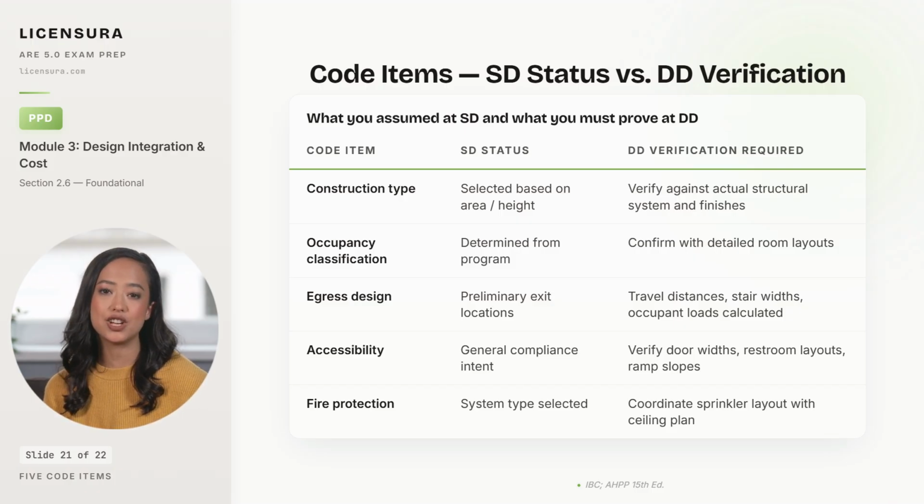Accessibility at SD was a general compliance intent. At DD, you must verify door clear widths, restroom maneuvering clearances, and ramp slopes against ADA and ANSI A117.1. And fire protection had a system type selected at SD: wet pipe sprinkler, dry pipe, foam. But DD must coordinate the sprinkler layout with the actual ceiling plan, the obstruction pattern, and the hazard classification of the spaces. LEED documentation at DD is what locks in or loses every credit on the scorecard.